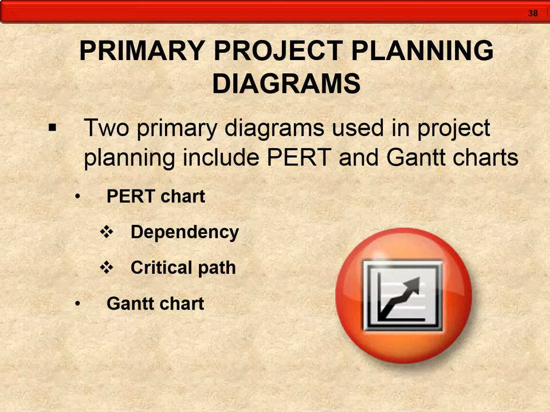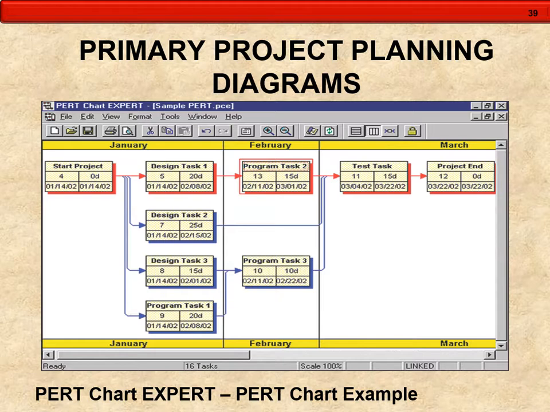In managing the project, they have two tools. There's a PERT chart, which shows dependency and critical path, and then there's a Gantt chart. This is the example of a PERT chart. Here, the red lines indicate the critical path to success and how one project needs to be able to flow to the next, and it gives the time frame.